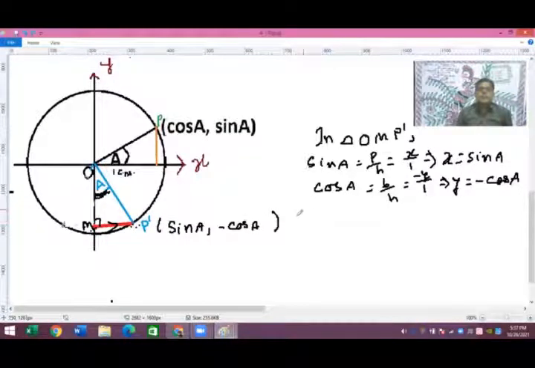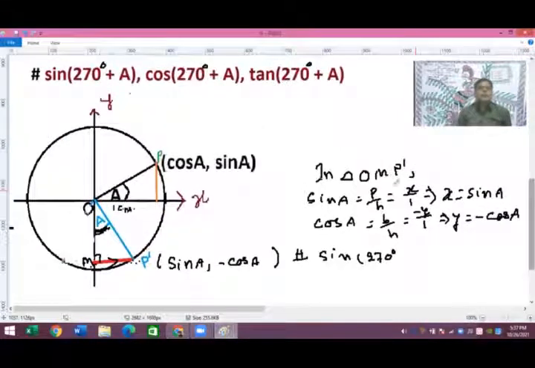Let's talk about now sine of 270 degrees plus a. So when it was angle a, the y coordinate was sine a, and when it is now 270 degrees plus a, this sine now became, you can see, negative cos a, that is minus cos a.